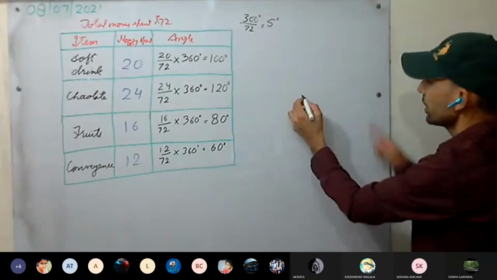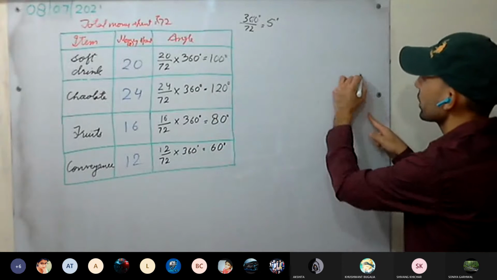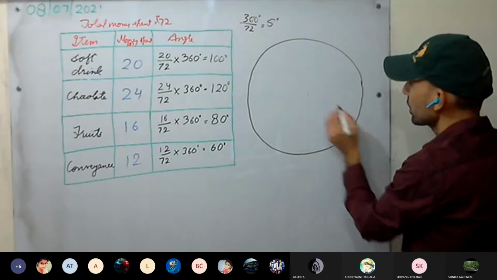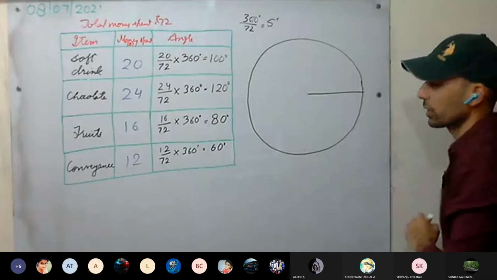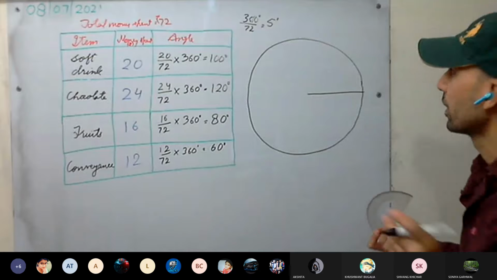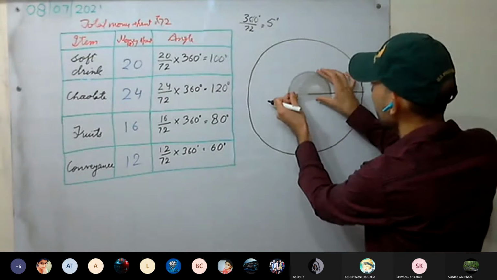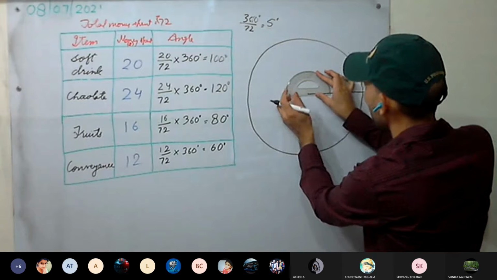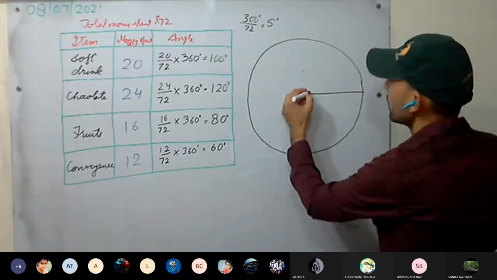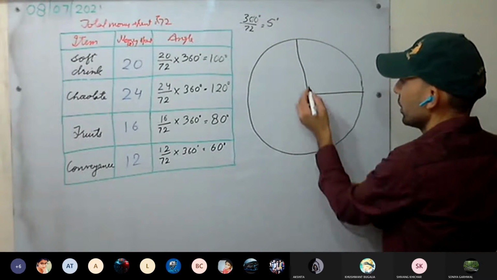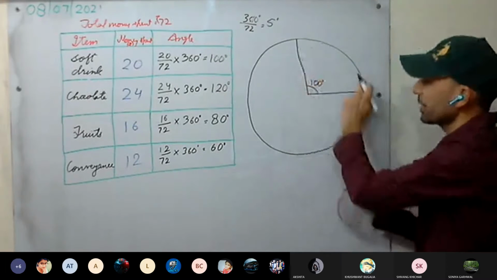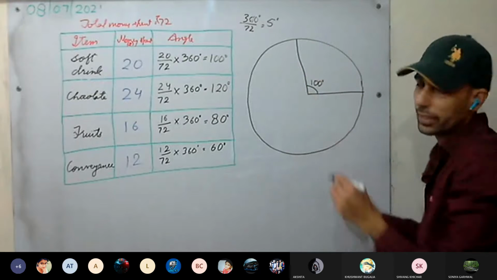After this, take the compass and make a good size circle. This is the center. Join with one line. This we have done. So our first angle is how much? 100 degrees. Place the protractor here and mark 100 degrees. We have marked 100 degrees with the scale. Join the line. This angle is 100 degrees.